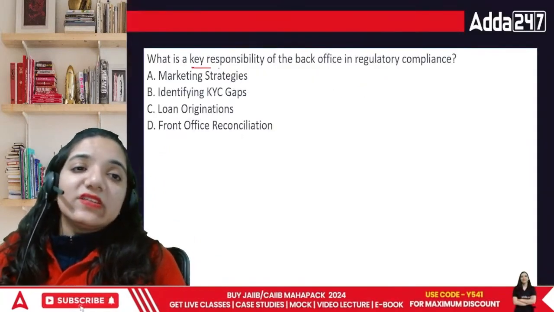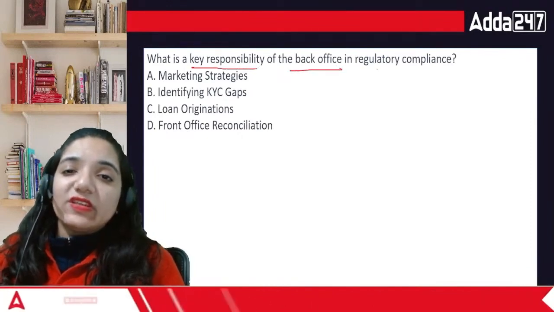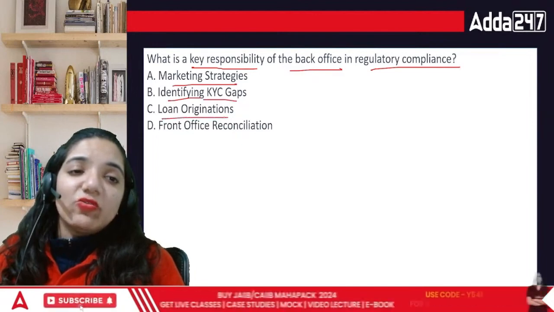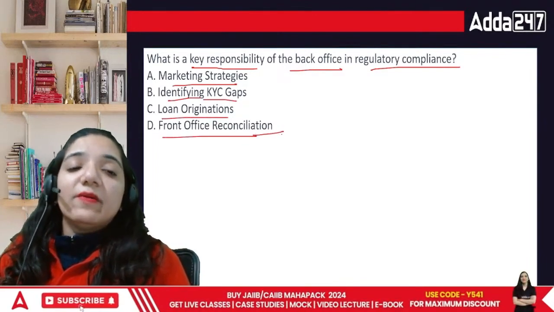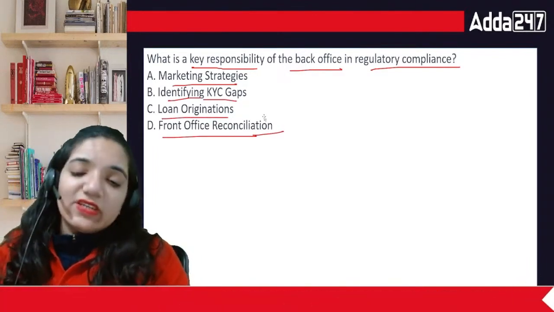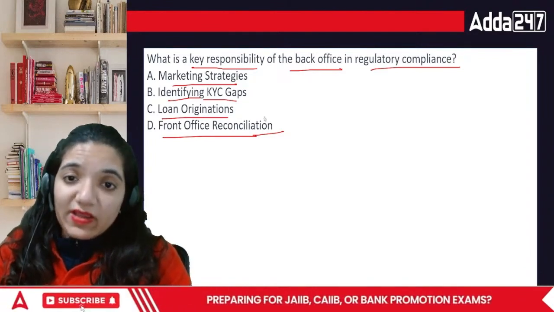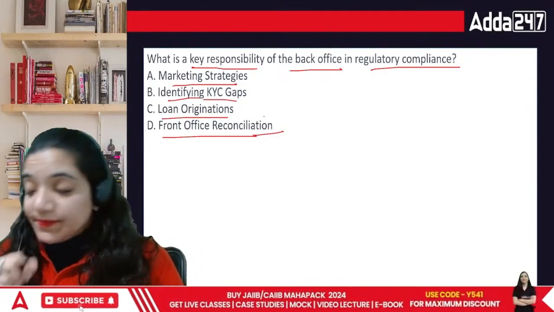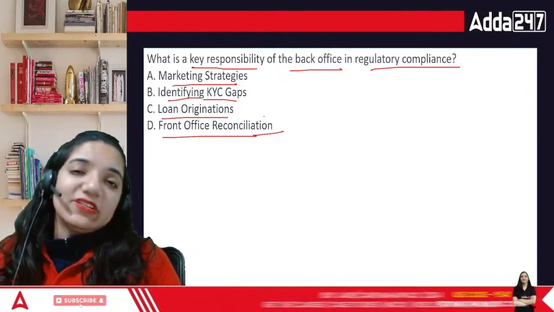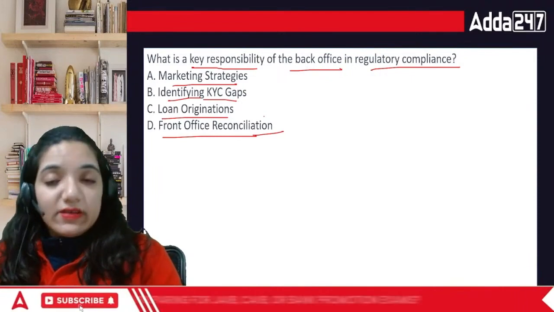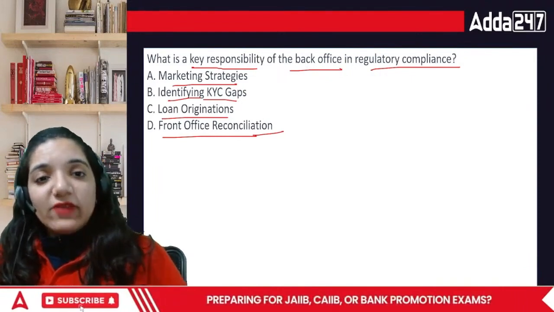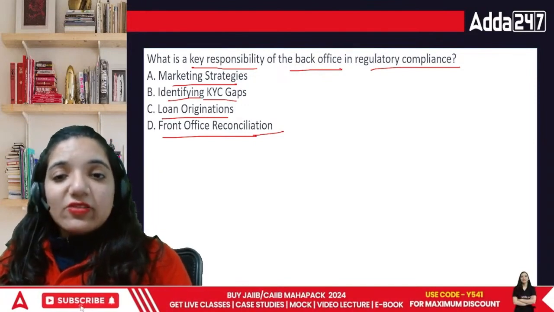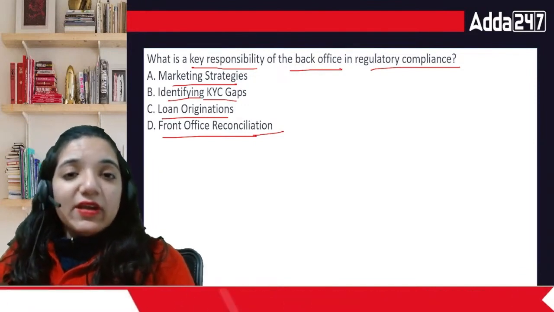Now, what is the key responsibility of the back office in regulatory compliance? Marketing strategies, identifying KYC gaps, loan origination, or front office reconciliation. Front office reconciliation, as we already know, is not their part. But what are they looking at in terms of regulatory compliance? See, someone is taking a loan. They have deposited their papers with them. Now, if I have deposited my papers, they will have to review them. What is happening in those things? What are we going to do about it, right?